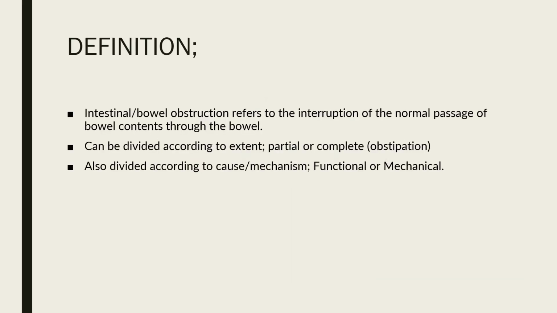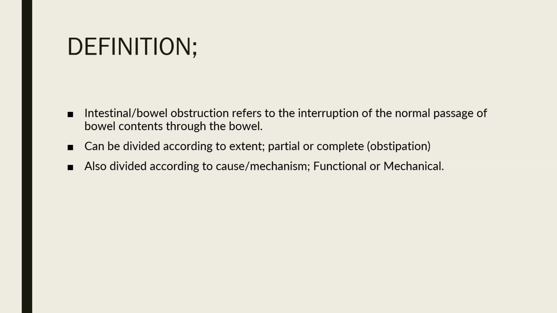So what is intestinal obstruction? Also called bowel obstruction. This is when there is an interruption in the normal passage of content through the bowel. Anywhere from when food goes through the pyloric sphincter all the way to the anal sphincter, we can have an obstruction. So an obstruction at any point from the pyloric sphincter to the anal sphincter is going to be called an intestinal obstruction.